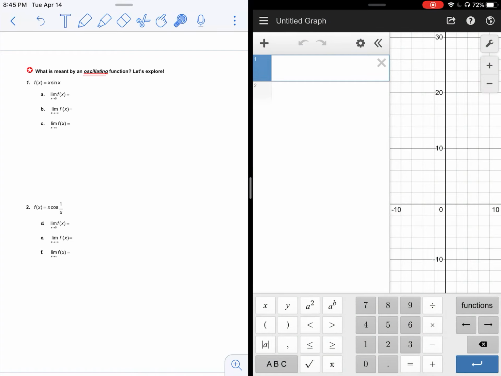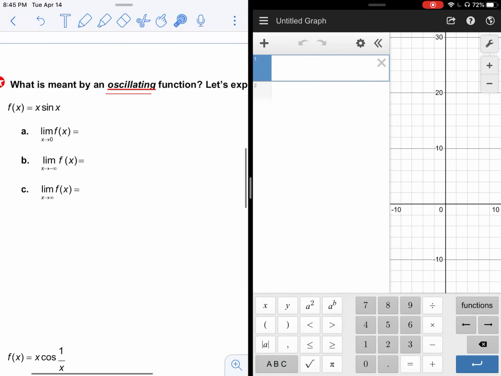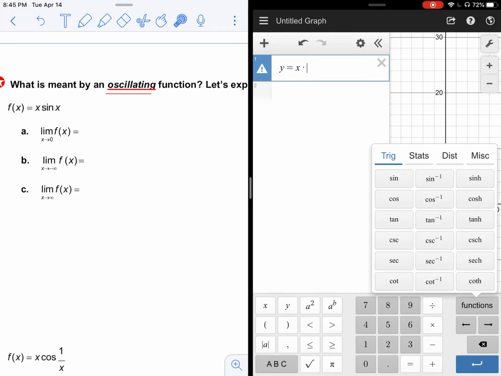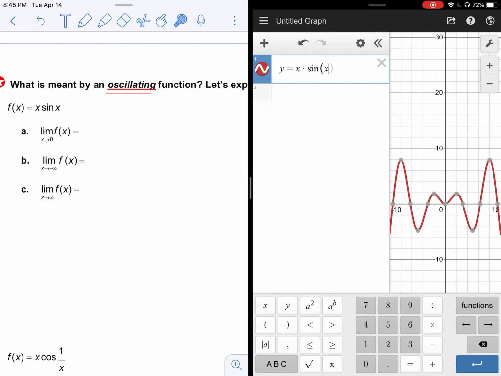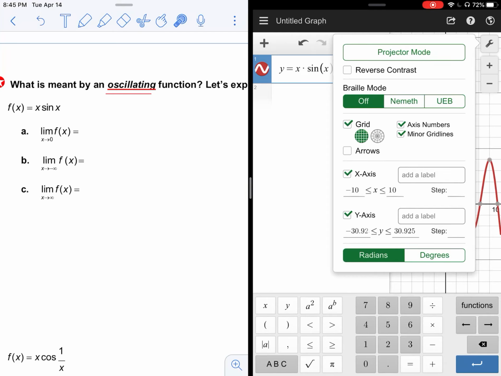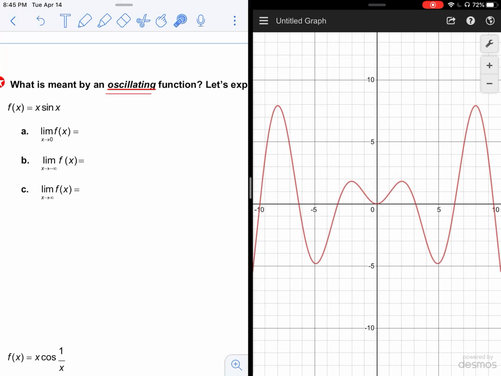All right, and we are going to type in y is equal to x times, that's the dot, times, and then grab the sine function, sine of x. You do want to make sure that you're in radian mode. So click that little wrench. Radians is green, I'm good to go. Change yours if it's not. And whoa, this is a fascinating graph. I would encourage you to take a screenshot and put that screenshot into your notes if you want to.